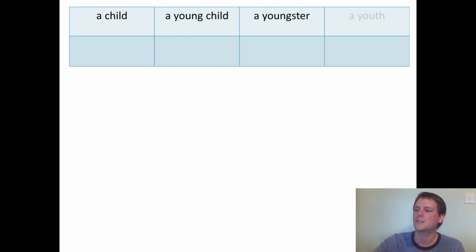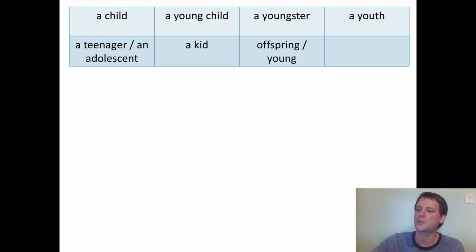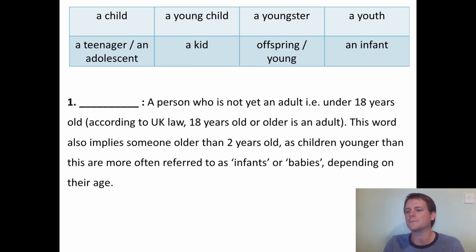So let's have a look at some paraphrases of child. First, we have a child, a young child, a youngster, a youth, a teenager or an adolescent, they're the same thing, a kid, offspring or young, they're pretty much the same too, and an infant. So now I'm going to show you some definitions, and I want you to choose the most appropriate option, the most appropriate paraphrase from the table to match the definition. So here's the first one.